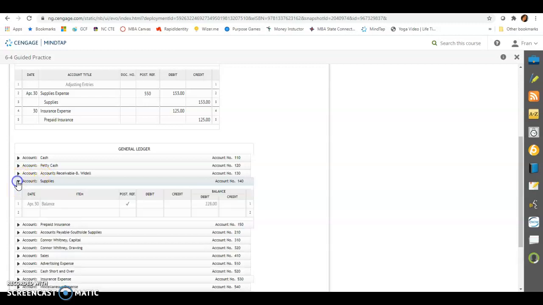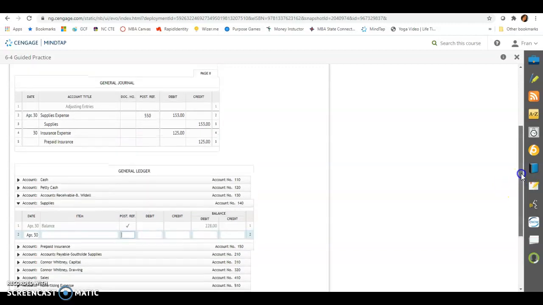All right. The next one is supplies. So I open up the supplies ledger. I type in April 30th. Oh, you know what I forgot? I didn't do this for the other one. I have to put G8 because I'm getting it from the general journal page 8 from my post reference here. Because you got to be able to cross-reference each other. Okay, so supplies was a credit for $153.